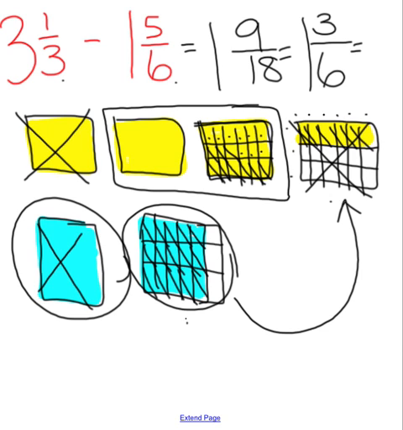I can simplify it even further. I know that 3 can divide by 3 one time, and 6 can divide by 3 two times. I can also look at the numerator and denominator and realize that 3 is half of 6, and so it's equivalent to 1/2. So my answer for this problem, 3 1/3 minus 1 5/6, would be 1 1/2.